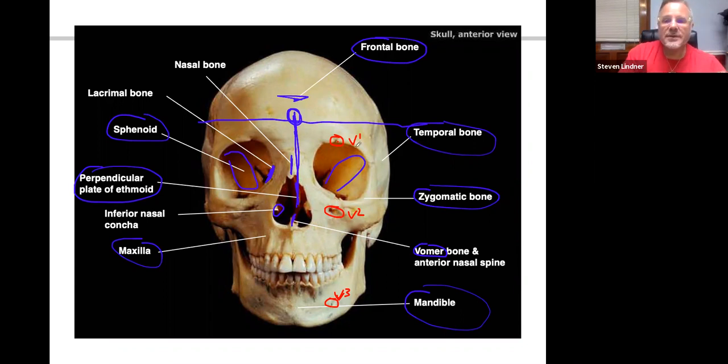So the first division, V1, the ophthalmic division of the trigeminal nerve, comes out through the supraorbital foramen. And then the second division, or the maxillary division of the trigeminal nerve, comes out through the infraorbital foramen. And then the mandibular division, or the third division of the trigeminal nerve, cranial nerve 5, goes through the mental foramen. V1, V2, V3. This is the cranial nerve.